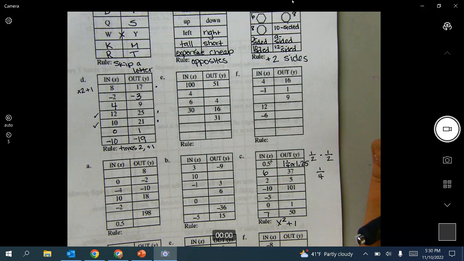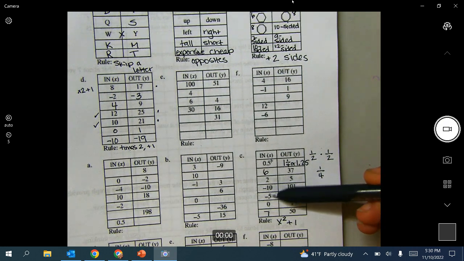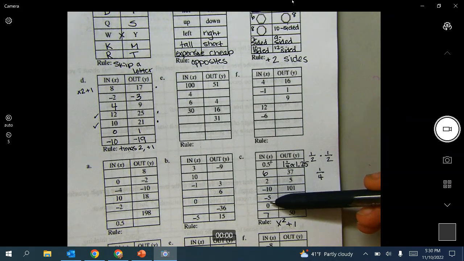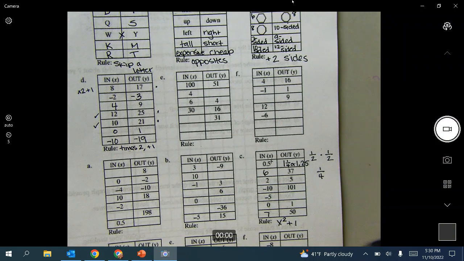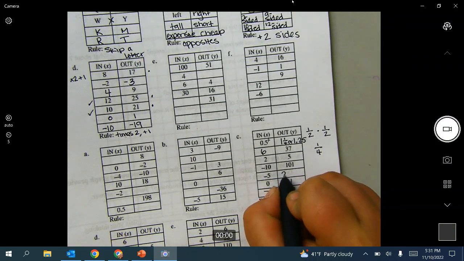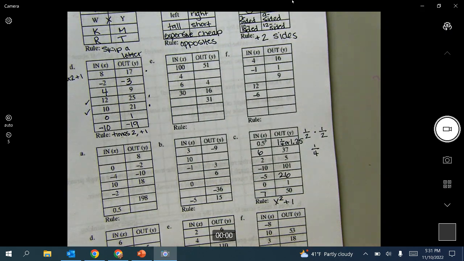All right, and then last but not least, let's fill out this row for -5 right here. So -5 times itself. So that's a negative times a negative, which means that this is going to turn positive. 5 times 5 is 25. So I have 25 plus 1, which is 26.